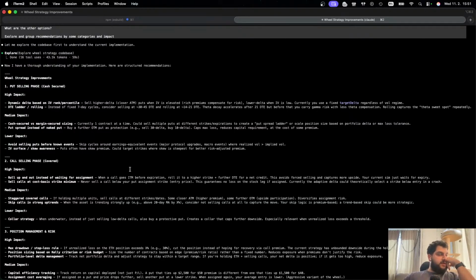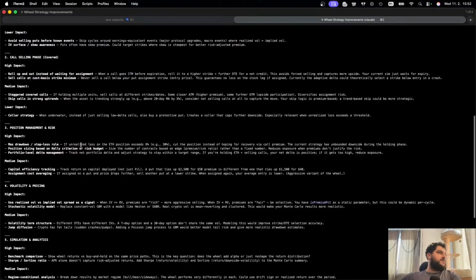Yeah, okay. And the IV, implied volatility surface, skew awareness. So puts often have a skew premium. Could target strikes where skew is steepest for better risk-adjusted premium. Okay, interesting. Let's take a look at the calls. So, call selling phase.